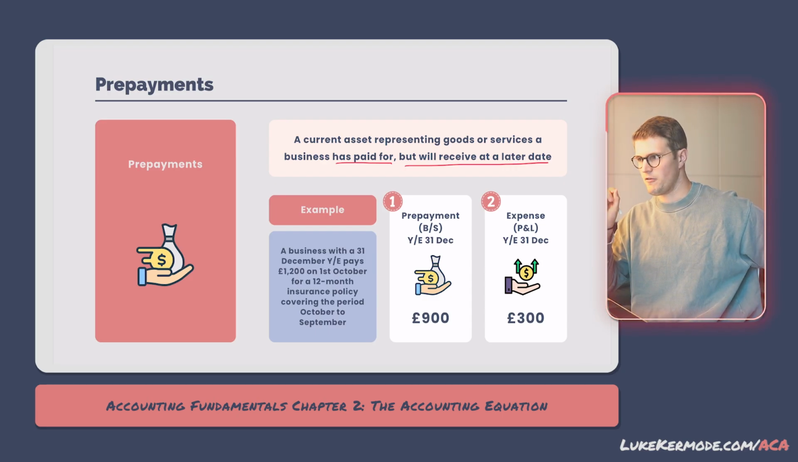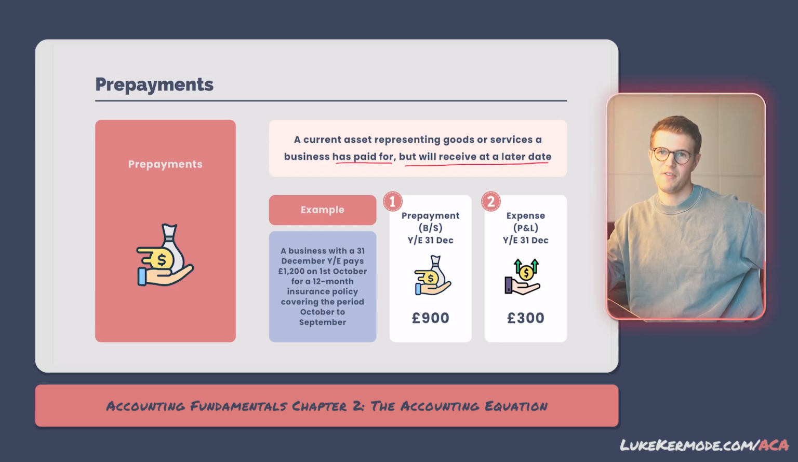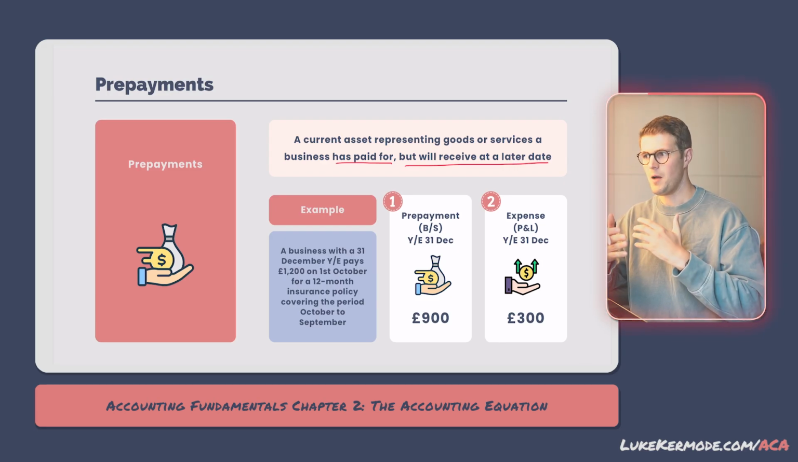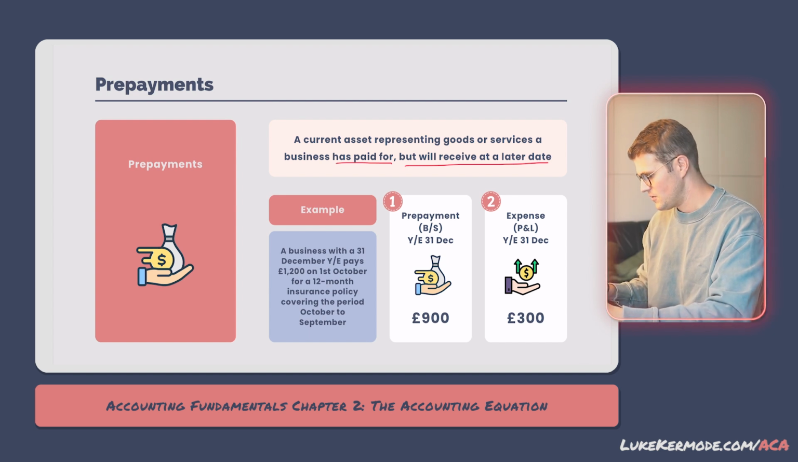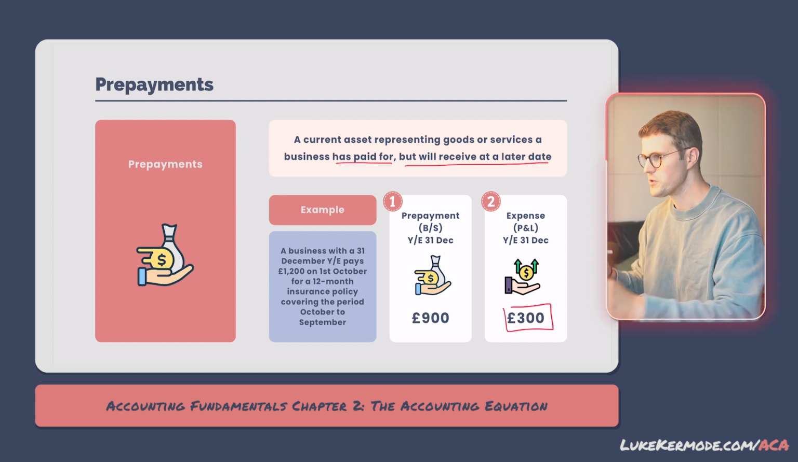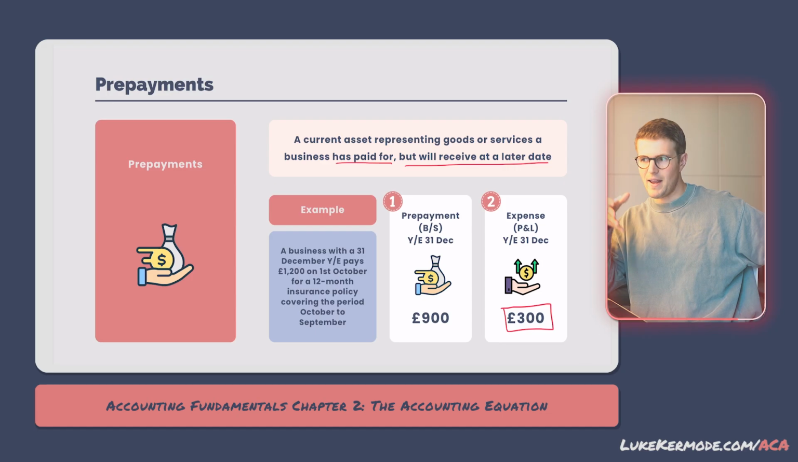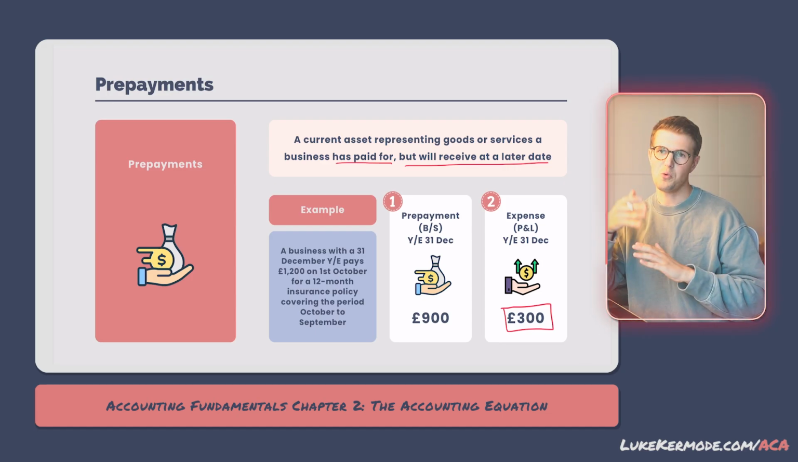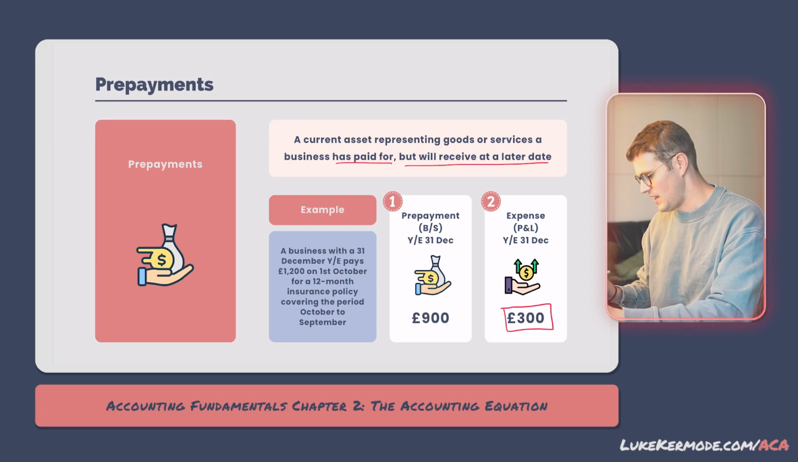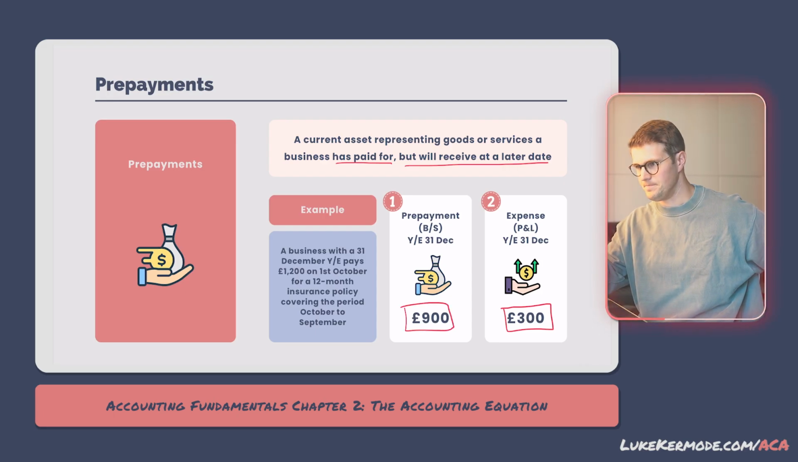So for example, suppose a business with an accounting year of 31st of December pays £1,200 on the 1st of October for a 12-month insurance policy that runs from the 1st of October through to the 30th of September. By 31st of December, 3 months of that insurance policy will have been used up. That's £300 worth of expense that relates to the current reporting period. But the remaining £900 will cover the months of January to September, which falls in the next accounting year. That £900 is recorded as a prepayment.